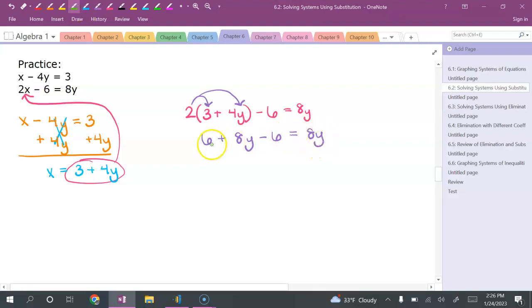Over here on the left-hand side, I see 6 and minus 6. So those are gone. So I was left with 8y equals 8y. Right there, I see that they're the same. They're matching. This is a true statement. So I went ahead and just wrote down that this is the same line, which means that this would have infinite solutions.